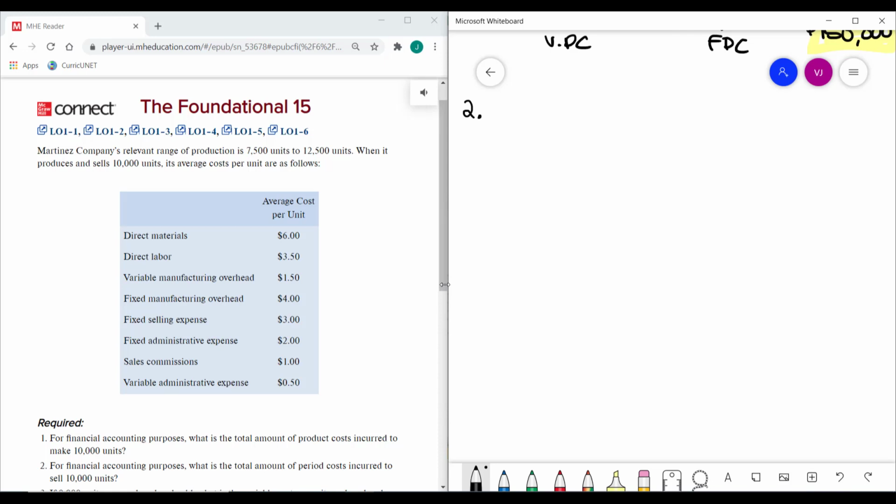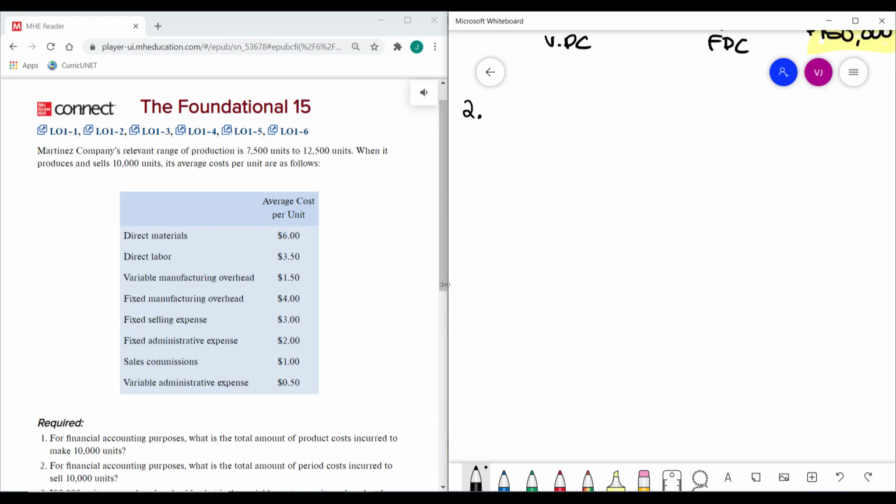But then we look at the remainder of the list: selling expense, fixed administrative expense, sales commissions, and variable administrative expense. All of these are non-manufacturing costs that aren't directly related to the actual production of our product. So we have fixed and variable period costs here. So we have fixed selling and fixed admin costs. And then we have sales commissions. Sales commissions are a variable cost. And then variable admin expense.